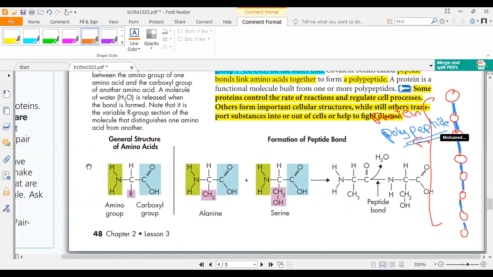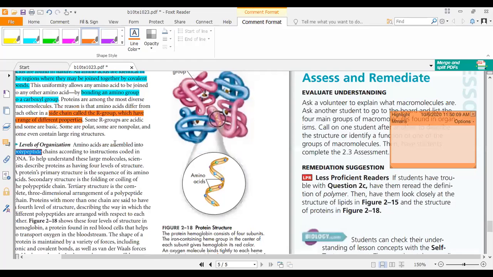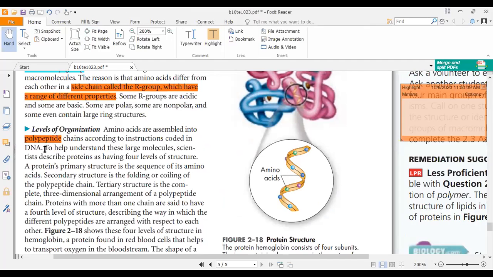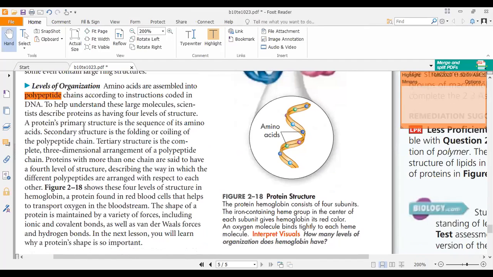Continue, Burhan. You were reading, right? Amino acids are assembled into protein chains or polypeptide chains according to the instructions coded in the DNA. This will be studied later, inshallah. Now, start from here. A protein's primary structure is the sequence of its amino acids. Secondary structure is the folding or coiling of the polypeptide chain.